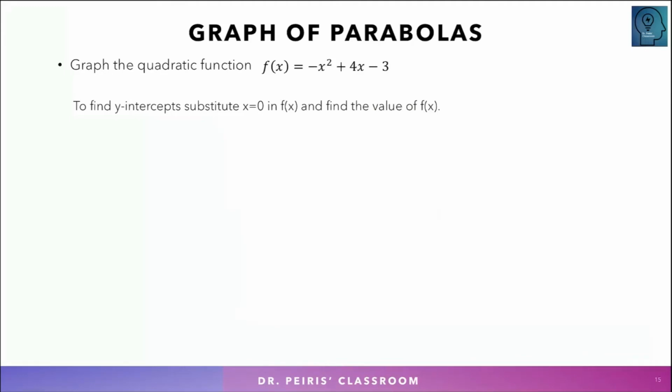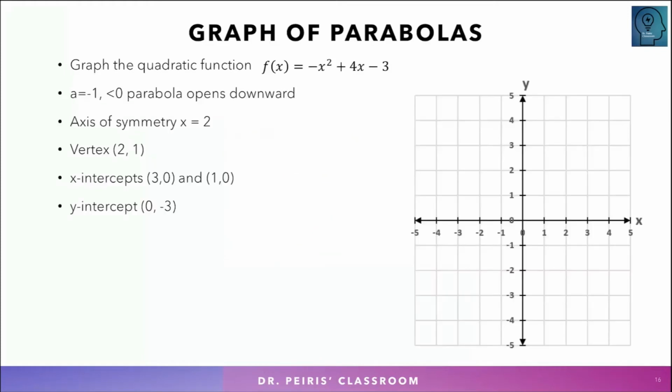To find the y-intercept, we substitute x equals 0. So 0 plus 0 minus 3, which means the y-intercept is 0, negative 3. Now we found everything. Now let's look at the value of a, which is negative 1. If it is negative 1, less than 0, that means the parabola opens downward. And we found everything else.